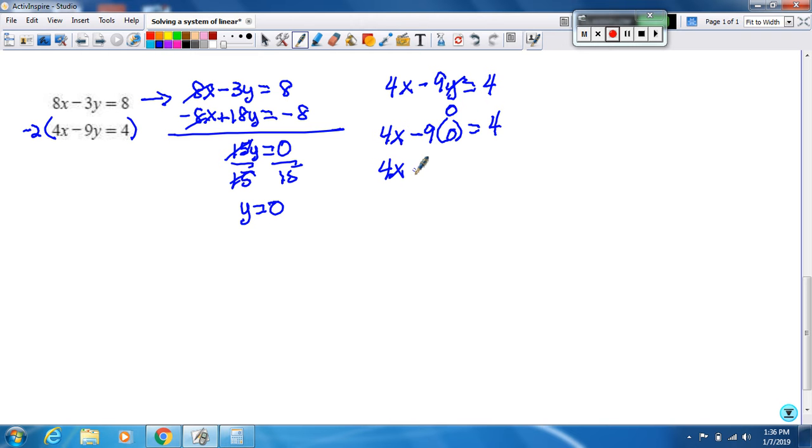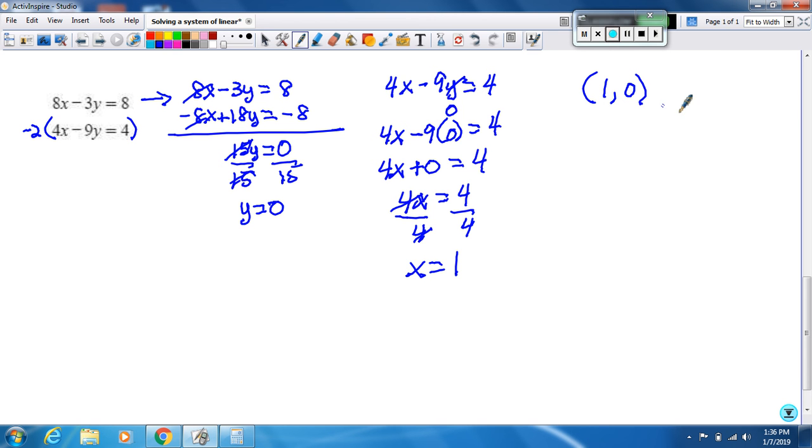Negative 9 times 0 is just 0. So you can write that as 4x equals 4. Divide both sides by 4. Top cancels with bottom. 4 divided by 4 is 1. And to put that as an ordered pair, x comes first and then y, so that's 1, 0.